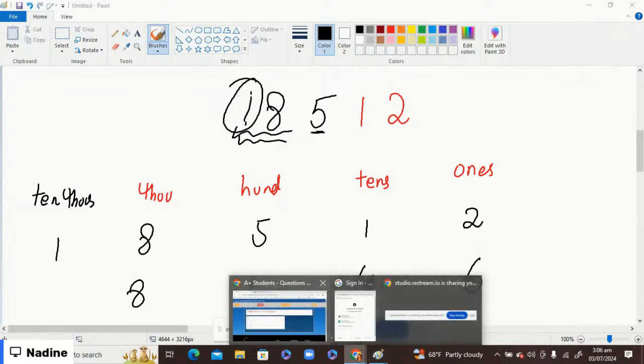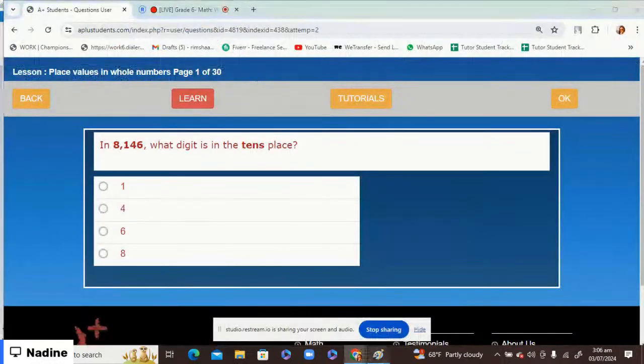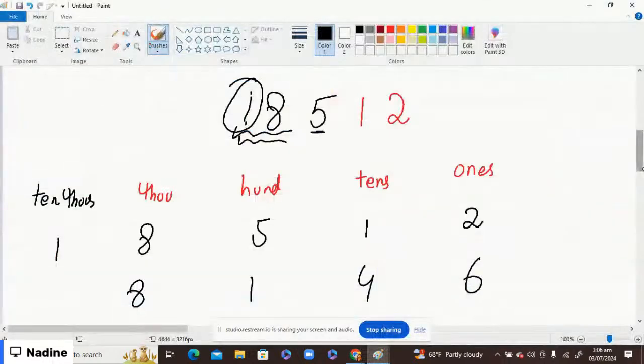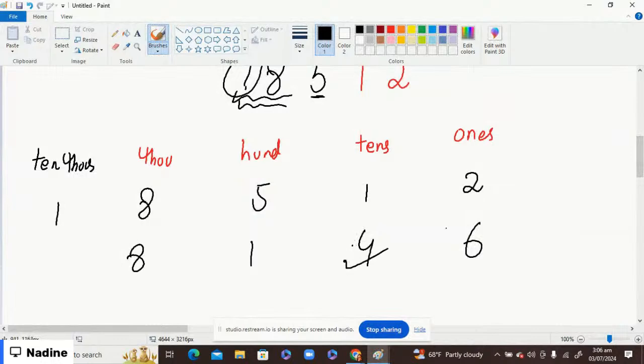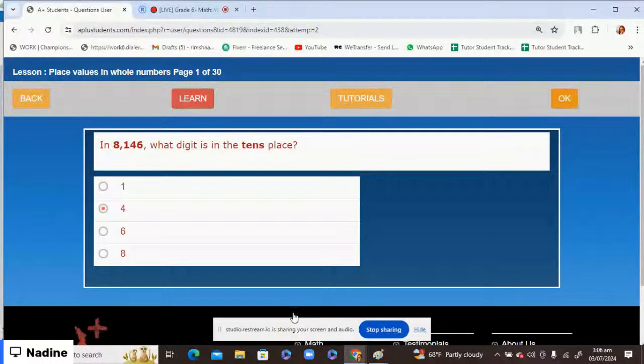8146. They are asking which digit is in tens. So check it out. Which one is in tens place? 4 is in tens place. So let's write down 4. Okay.